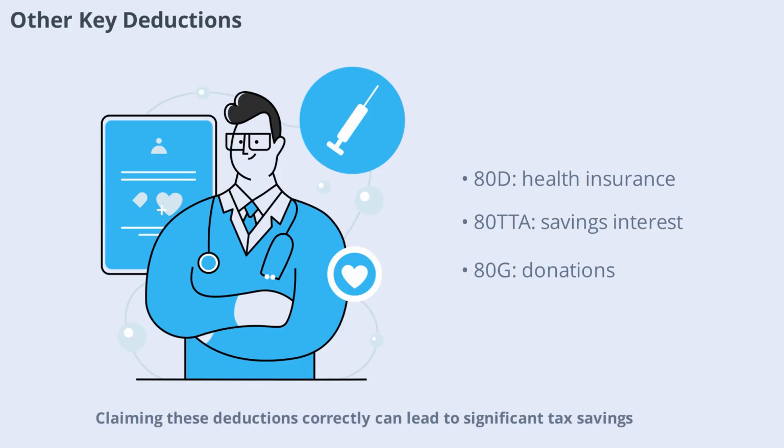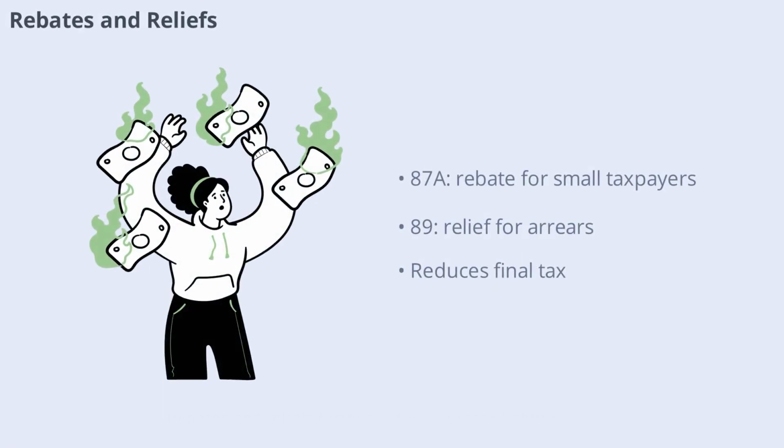Claiming these deductions correctly can lead to significant tax savings. Rebates and reliefs further reduce your tax liability. Section 87A provides a full tax rebate for resident individuals with total income below a specified limit. Section 89 offers relief for arrears of salary or pension. These provisions are designed to support small taxpayers and those with irregular income.